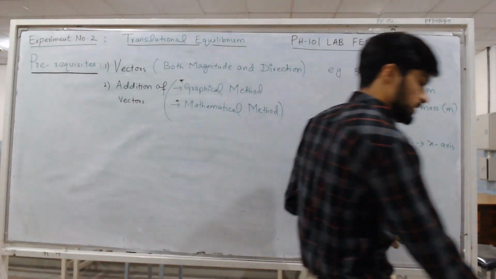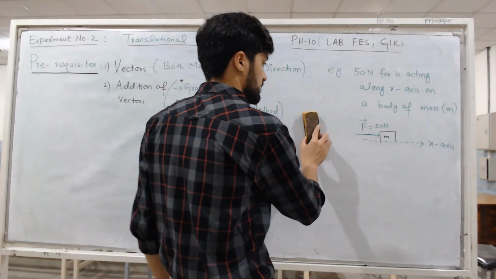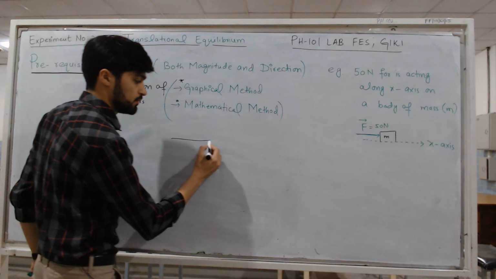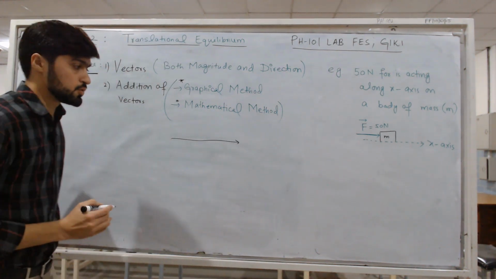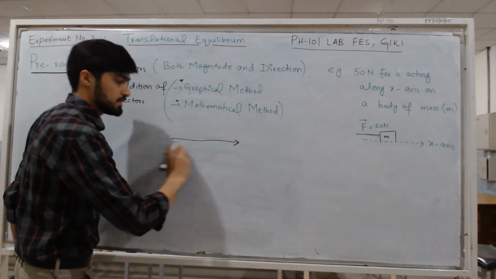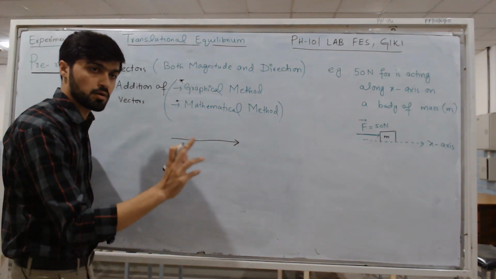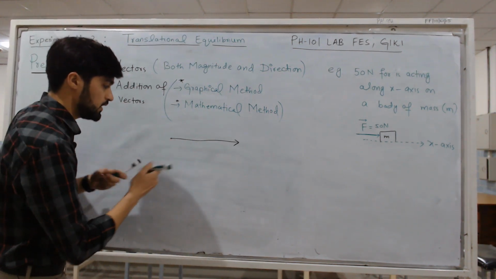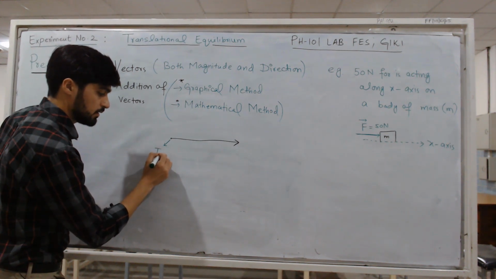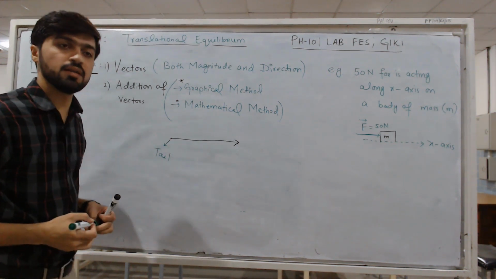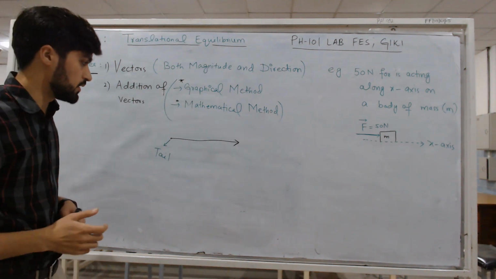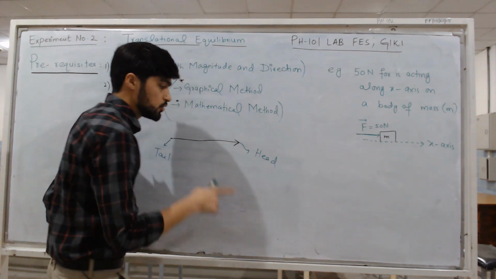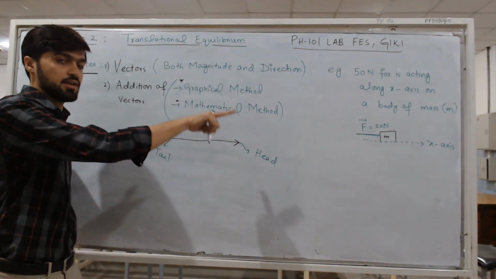So what is actually the graphical method for adding vectors? Graphically we represent a vector by an arrow, simple, by an arrow. This is representing a vector quantity. The starting point of this arrow is the tail. We call this initial point the tail, the starting point of a vector quantity, and this is known as the head. So this is the ending point. It shows the direction of a vector quantity, in which direction the force is acting.